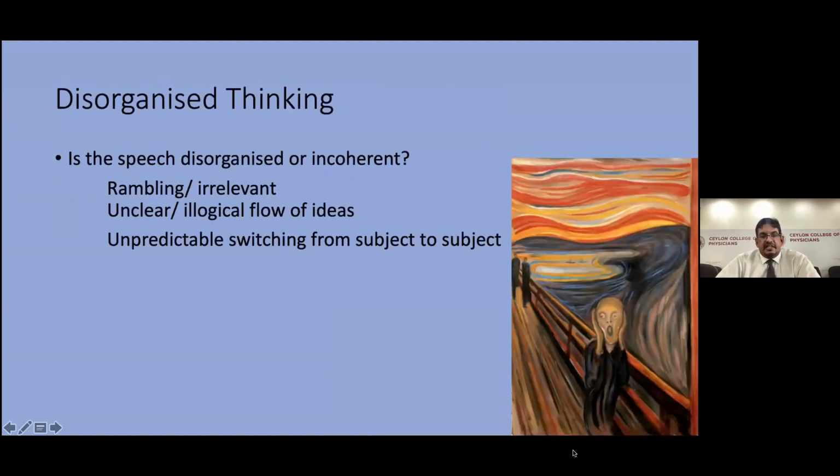Third thing is disorganized thinking, like this painting Scream, which was drawn about somebody who is going through a difficult period. Is the speech or thought disorganized or incoherent? Is there a lot of rambling, unwanted things, irrelevant things going on? Is there unclear or illogical flow of ideas, where it's not overlapping with each other? Maybe talking about, let's say, some food, and then the patient is talking about going to the market, and then talking about going to the toilet or something like that, where there is not a logical flow of ideas. And whether there is unpredictable switching from subject to subject without following precedence, the patient changes the topics from time to time.